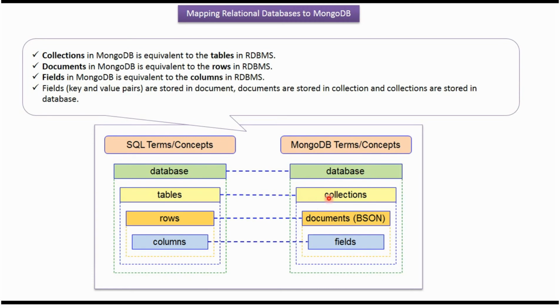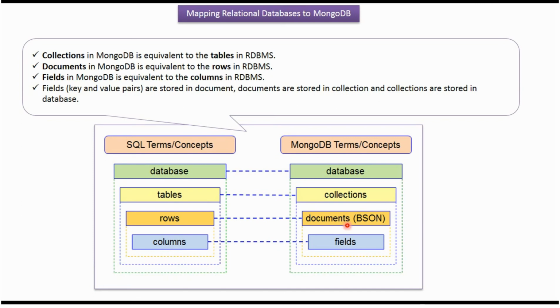Collections in MongoDB are equivalent to tables in RDBMS. Documents in MongoDB are equivalent to rows in RDBMS. Fields in MongoDB are equivalent to columns in RDBMS.